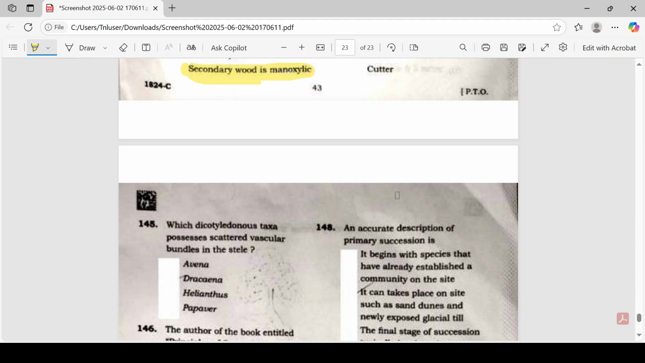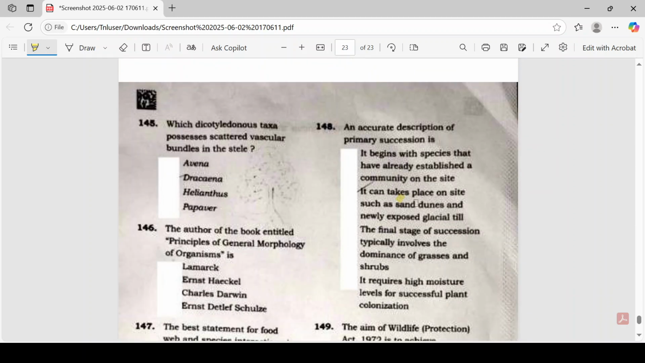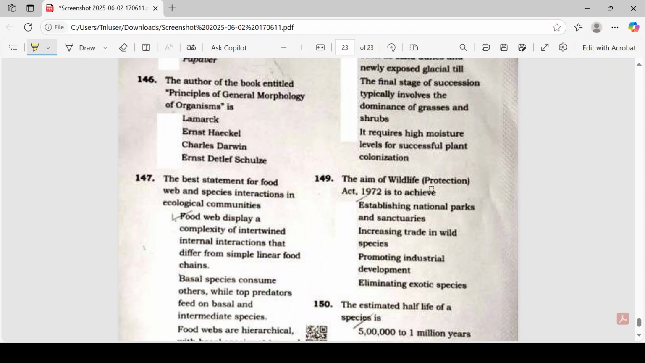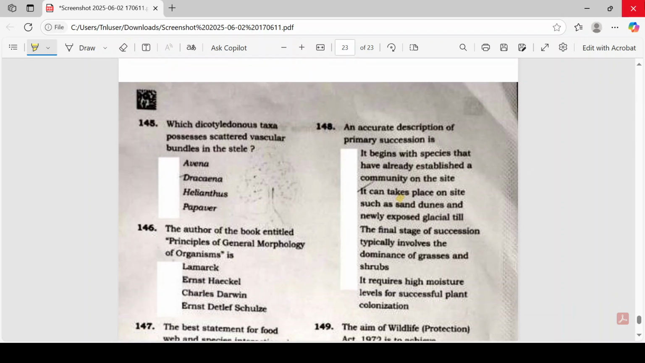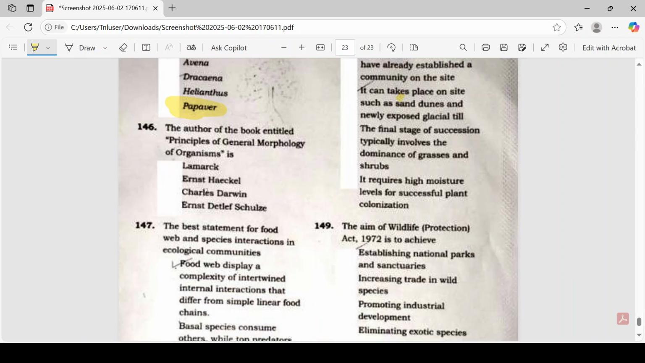So now let's proceed further. Let's discuss question number 147. I'm so sorry, everyone. Yeah, question number 145. So, which dicotyledonous taxa possesses scattered vascular bundles in the stele? So, the correct answer to the question will be Piperaceae. Okay. Question 146. The author of the book entitled Principles of General Morphology of Organisms. Who's the writer of this book? It is Ernst Haeckel. That is option number B.